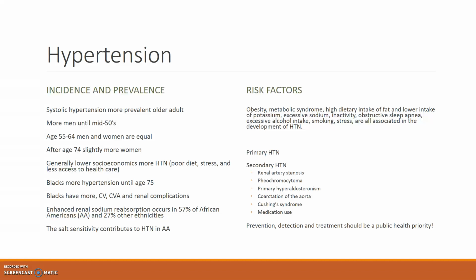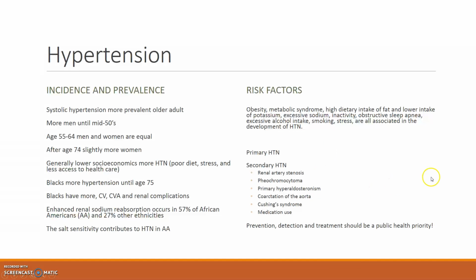So those risk factors include obesity, metabolic syndrome, high dietary intake of fat, and a lower intake of potassium, excessive sodium, as we spoke of before, inactivity, obstructive sleep apnea, excessive alcohol intake, smoking, stress. All of those things are associated with the development of hypertension. So again, I cannot reiterate how important it is that we adapt and adopt the idea that prevention, detection, and treatment should be a public health priority.